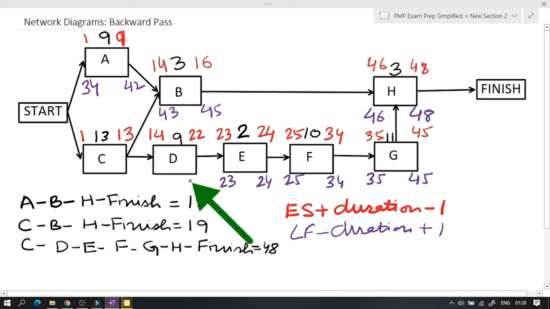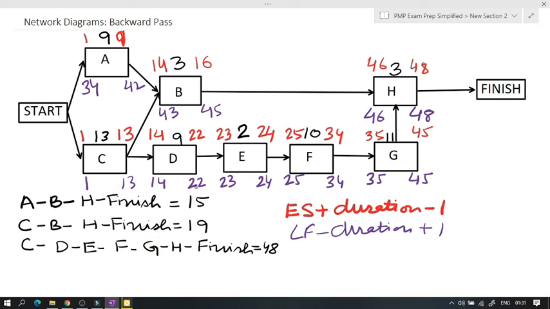23 will become 22 here. 22 minus 9 plus 1 equals 14. 14 minus 1, 13. 13 minus duration 13 plus 1 is 1. So one thing we notice is that at the end we had the 48 and finally we got to the number 1. So you'll notice a couple of different things here.